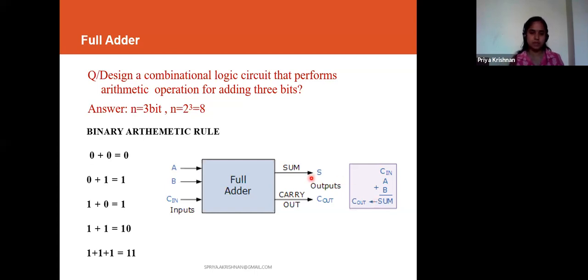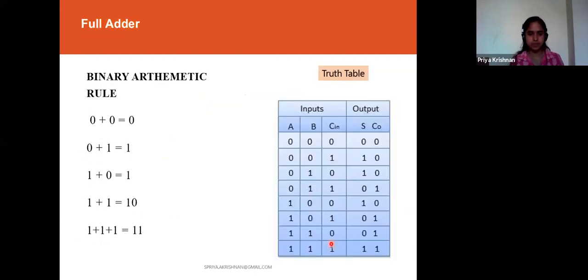Yes. So the binary rule stands the same, what we discussed in the previous class. And here I have A, B, C in, sum and carry. See, in half adder it is 2 power 2, that is 4 combinations. But in full adder it is 2 power 3, so it is 8 different combinations.